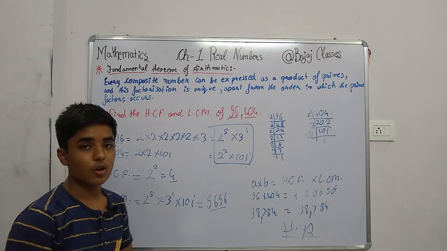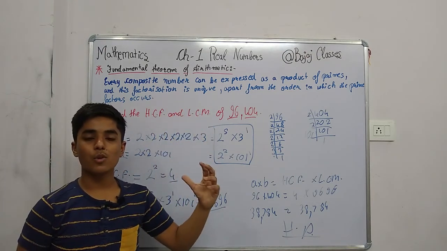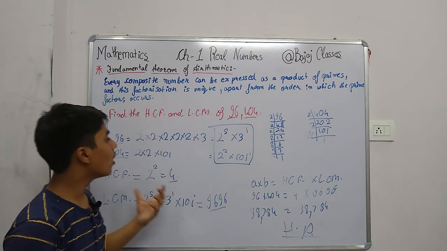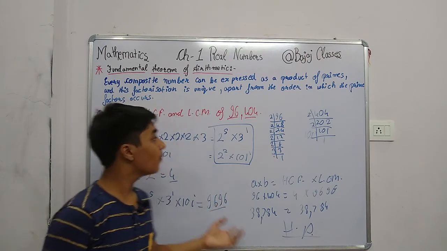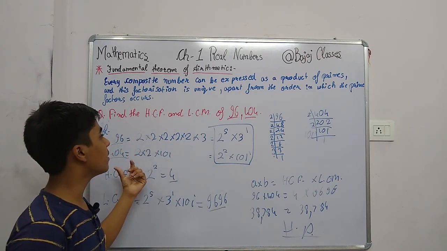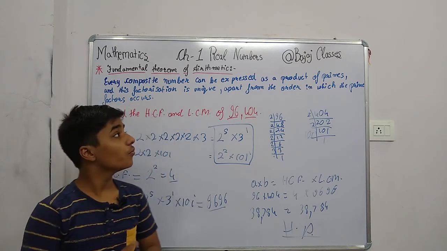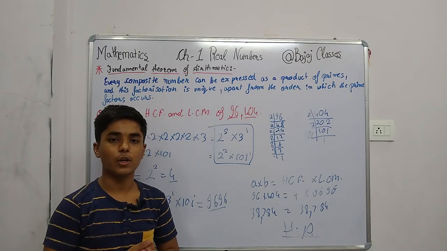Now in this lecture, we have covered the fundamental theorem of arithmetic, prime and composite numbers, application of the fundamental theorem of arithmetic, how to find HCF and LCM, and the relationship between HCF and LCM, where A and B are the numbers. So this is all in this lecture. In the next lecture we will start doing exercise 1.2.